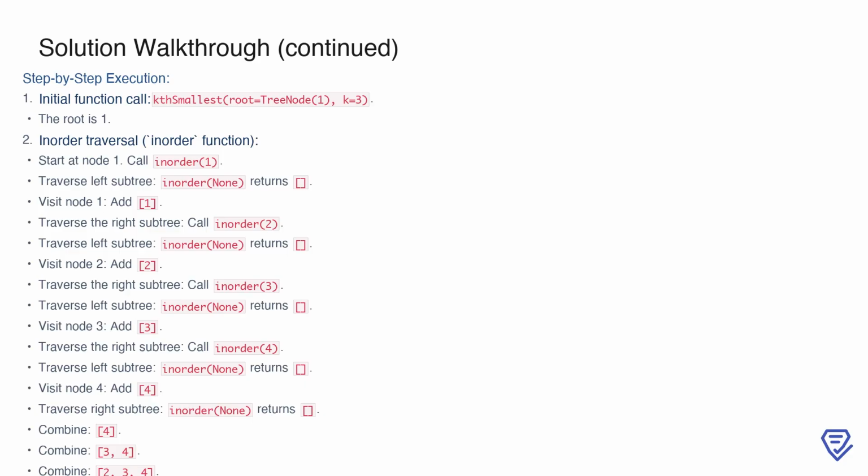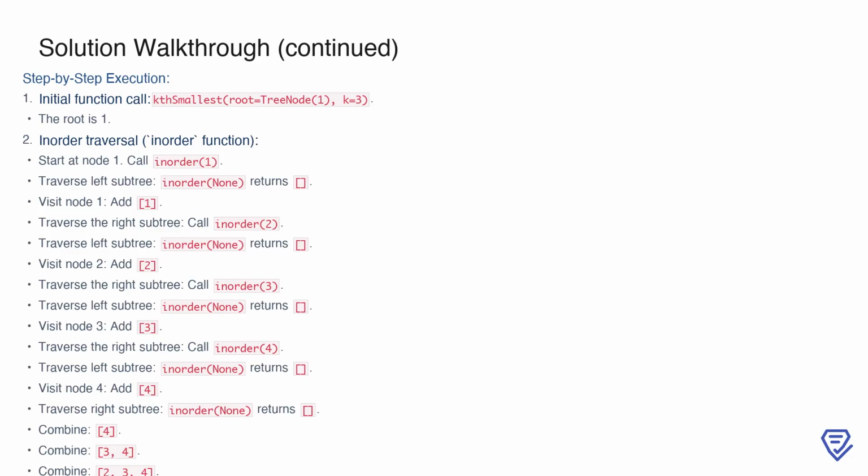Using an in-order traversal, we begin at node 1 and traverse its left subtree. Since the left subtree is none, the traversal returns an empty list. We then visit node 1 and add its value to the result. Next, we traverse the right subtree of node 1, which leads to node 2. At node 2, we first traverse its left subtree, which is none, returning an empty list. We then visit node 2 and add its value.